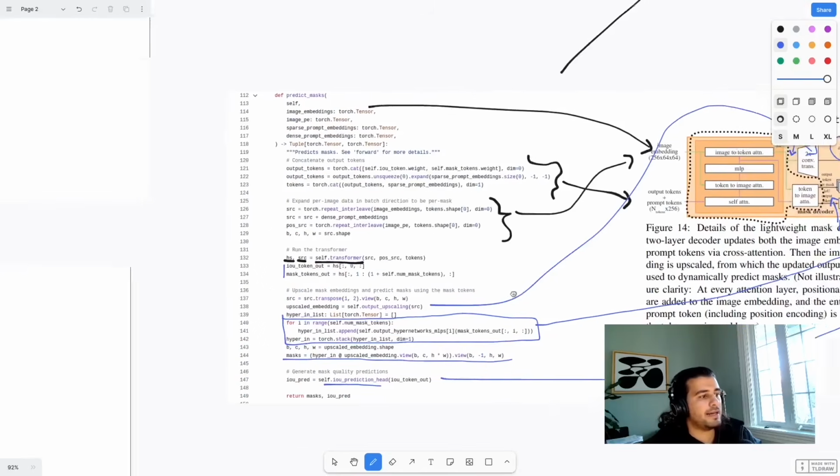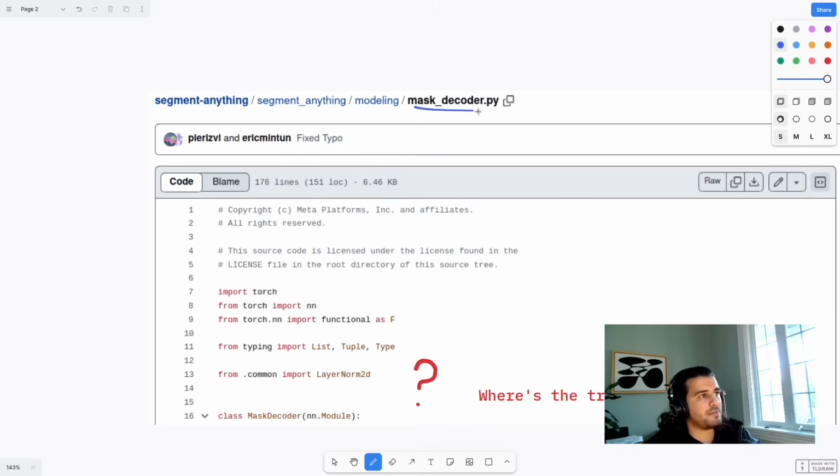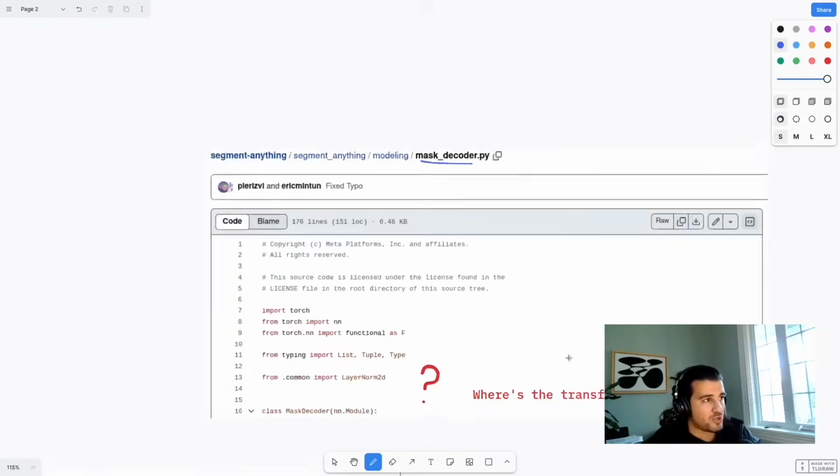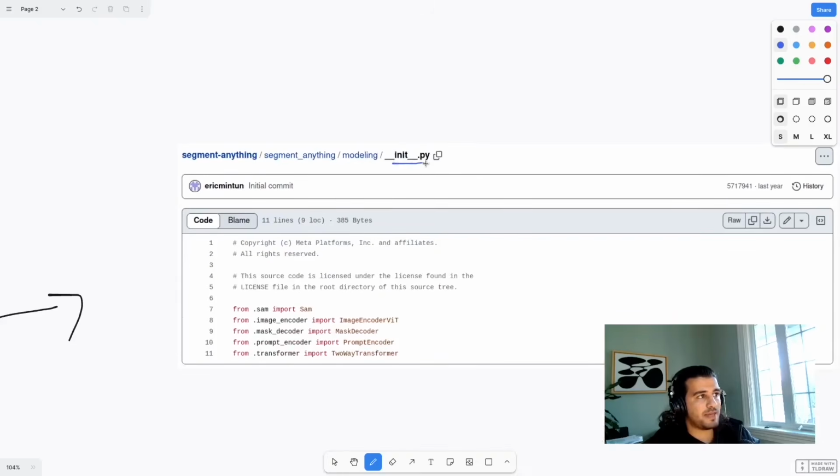Now, most of the important stuff is not being mentioned here. It's just a transformer. So like we saw over here in the mask decoder, there's no transformer being imported. So you have to dig a bit. And once you dig a bit, you realize that it's in the __init__.py of the modeling folder.